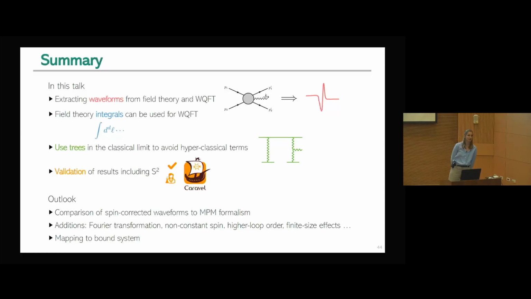Now, what I'd be very interested in seeing in the future is a check of the spin-corrected waveforms also against these classical methods of the NRGR formalism. There are a lot of additions that can be done to these waveforms. One can do the Fourier transformation better, at higher loop effects, at higher spin effects, at finite size effects, and so on. And whoever is a bit impatient, it would be great to find a mapping to the bound system, which I now learned about from the last talk, can also be done for the tail term, and make this directly applicable to the LIGO-Virgo-KAGRA research. Thank you very much.